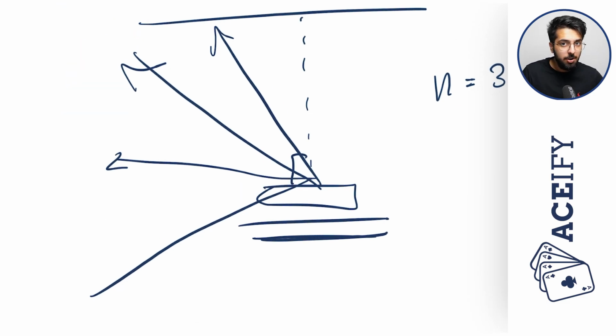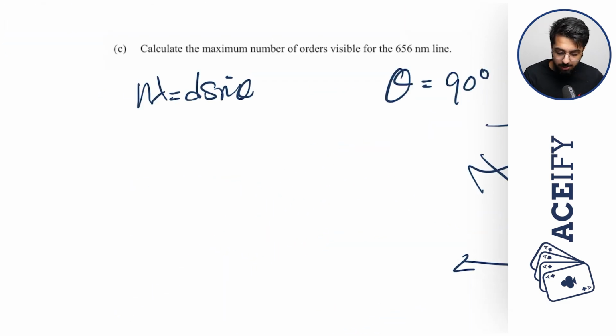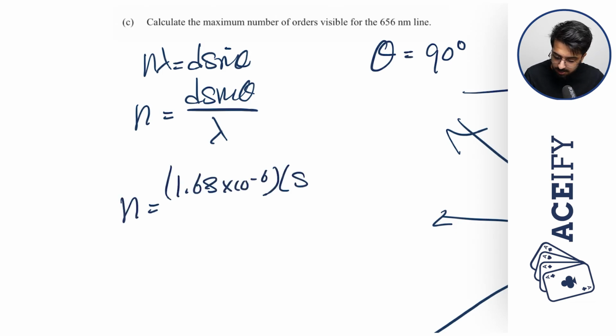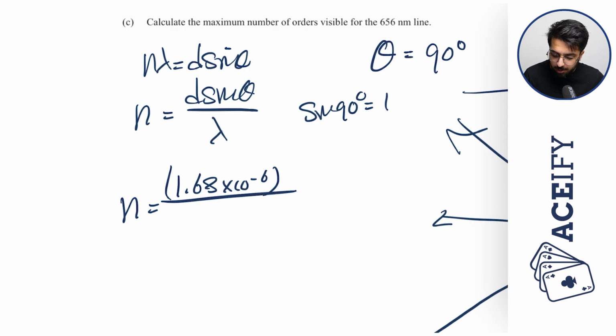So now carrying on with our calculation, we can rearrange for n, and we get n is equal to d sine theta all over our wavelength. Now plugging in our numbers, we get 1.68 times 10 to the negative 6 multiplied by sine 90 degrees. Now we should know that sine 90 degrees is equal to 1, so if we want, we can just get rid of this from the calculation. And we divide that by our wavelength, and we get 656 times 10 to the negative 9 in order to convert it into meters.